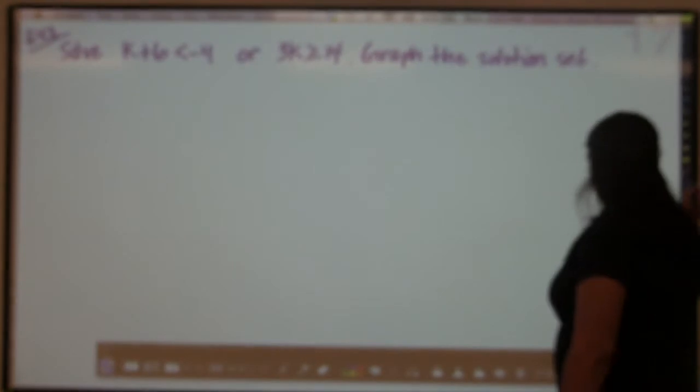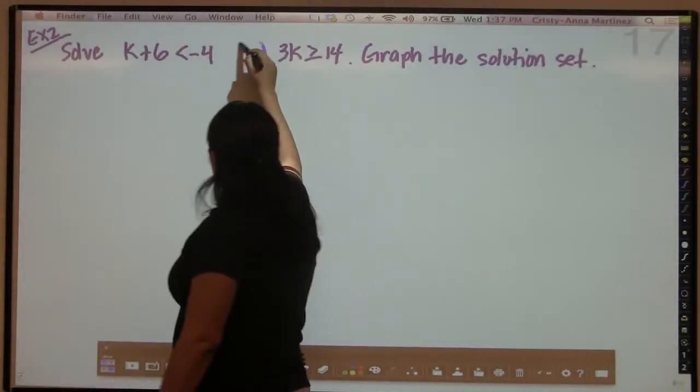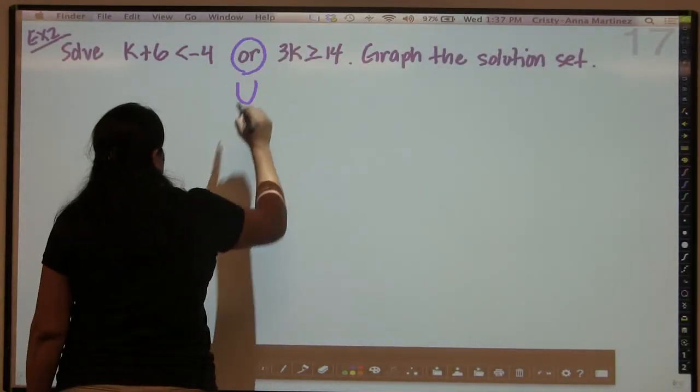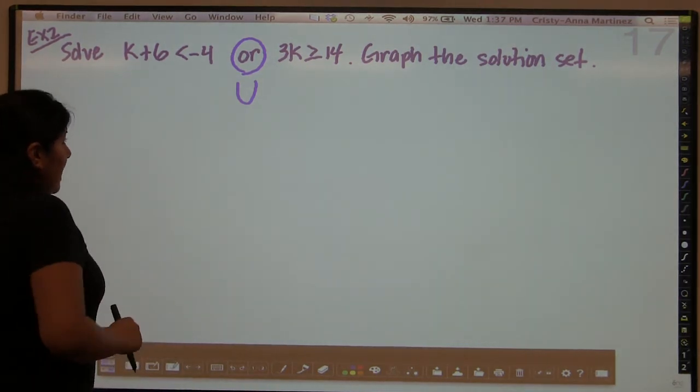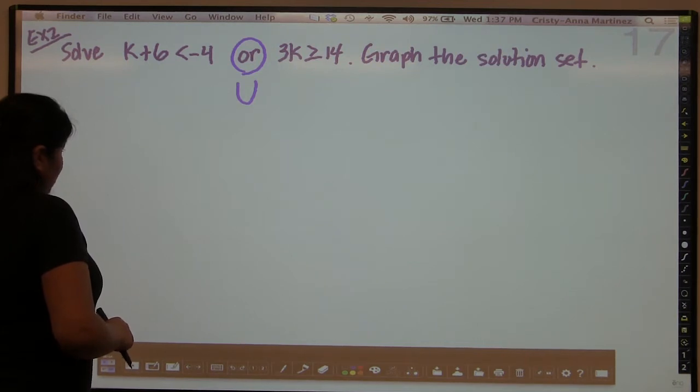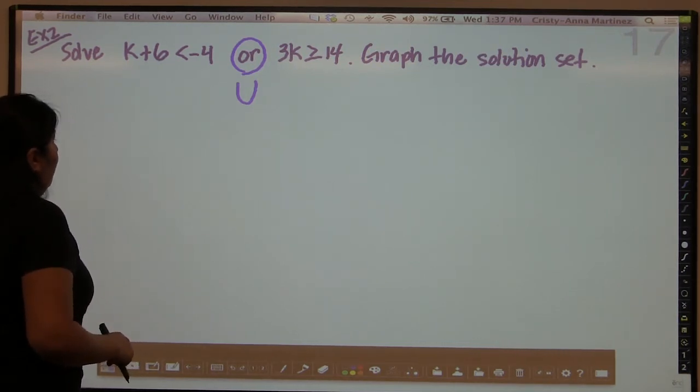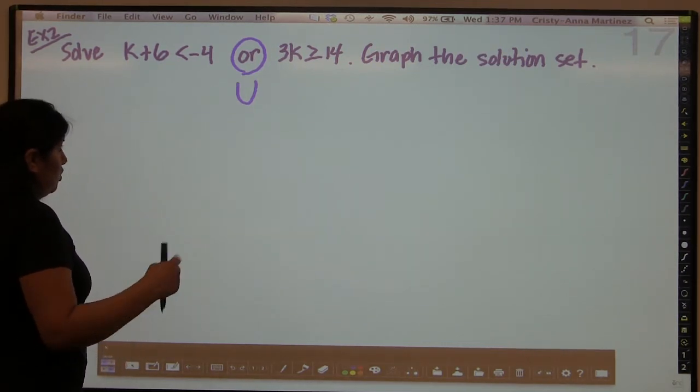So in this situation, we have an OR. The symbol for an OR is actually this union, which is a U for union. And so in this case, you cannot write a sandwich. And I can show you why later.